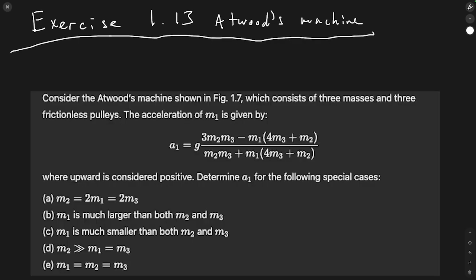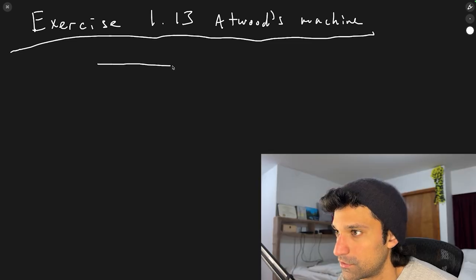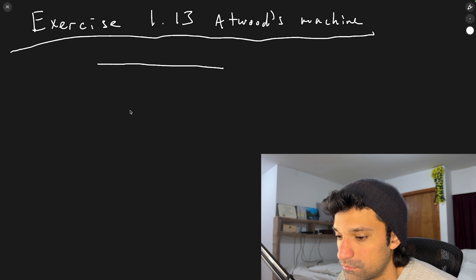Consider the Atwood's machine shown, which consists of 3 masses and frictionless pulleys. So it looks like this. You can't see the image, but I'll draw the image. It looks like this.